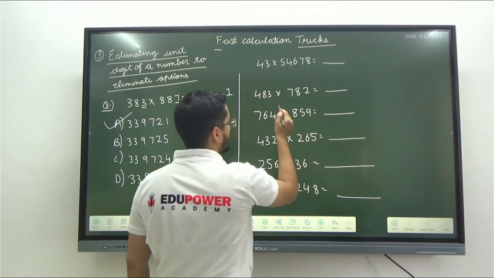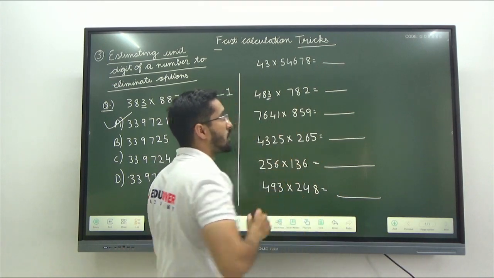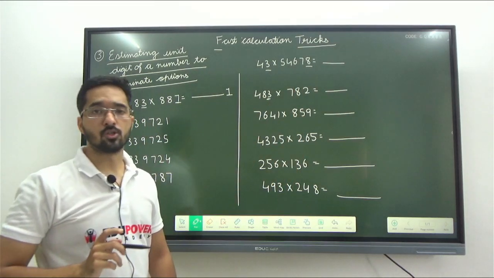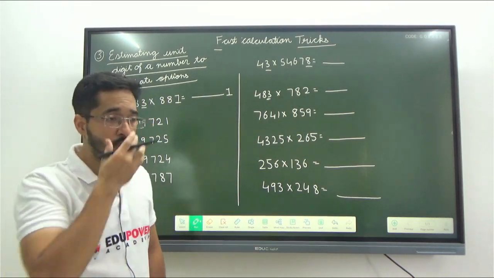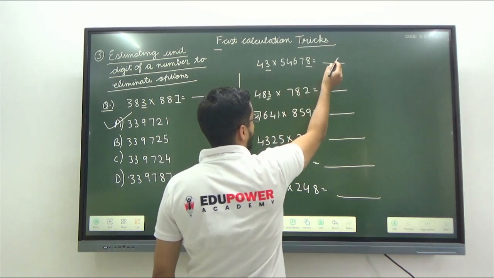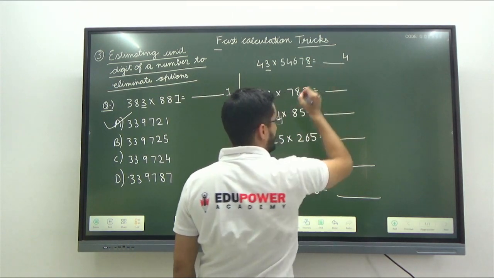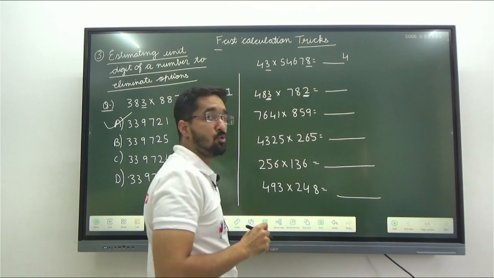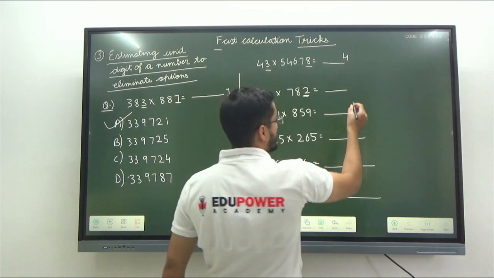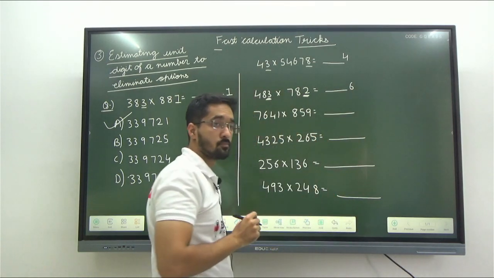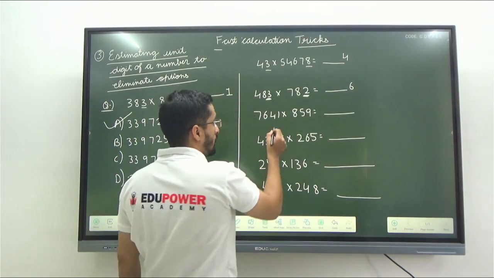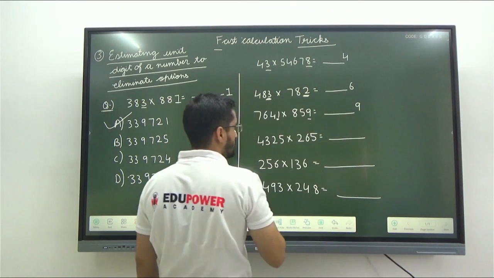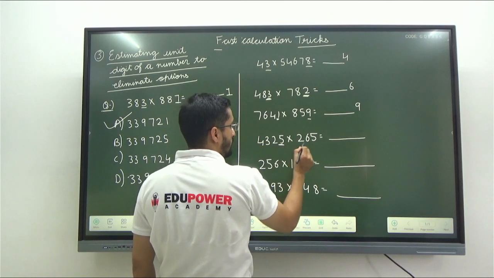So, the unit digit of 483 into 782, starting with this one. Basically you just need to focus on the units place. Now, 3 into 8 is 24, so the unit digit is 4. 3 into 2 is 6, so the unit digit is 6, right. Now, 1 into 9, the unit digit will be 9. Next is 5 into 5.